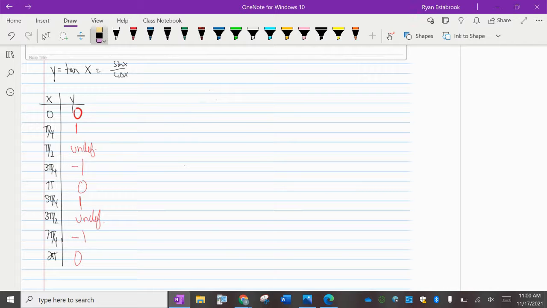So we have all of these values to help us graph. These values were chosen for a reason. I didn't pick a bunch of them. I picked quite a few, but I didn't pick the pi over 3s or the pi over 6s, because this is a quicker way to do it. If I had chosen the pi over 3s and the pi over 6s, we'd have like √3 over 3 or √3, a lot of decimals. These numbers in the y column are all very usable for us.